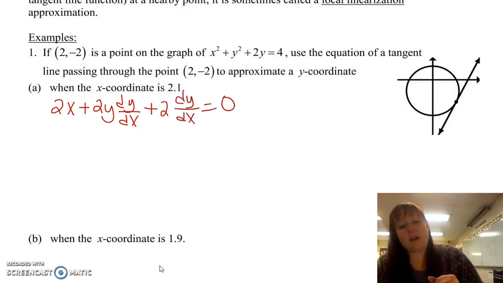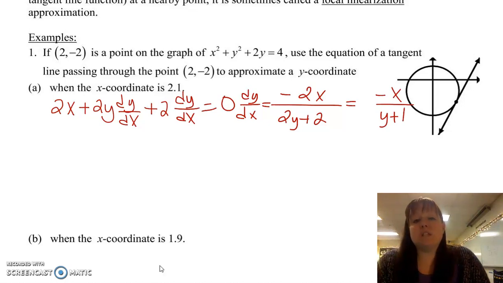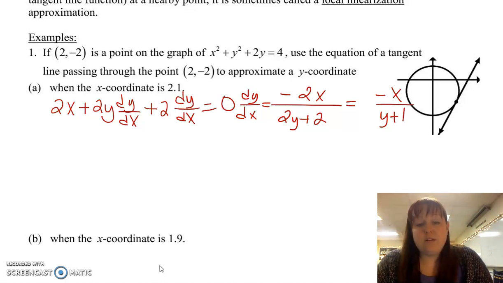So now I subtract 2x from both sides, and I get negative 2x, and then I divide both sides by 2y plus 2, and that's going to be what dy/dx is. Hopefully I didn't skip too much there. And then that is going to be negative x over y plus 1. So the slope of my tangent line is negative x over y plus 1, and that would be for any point on the curve.